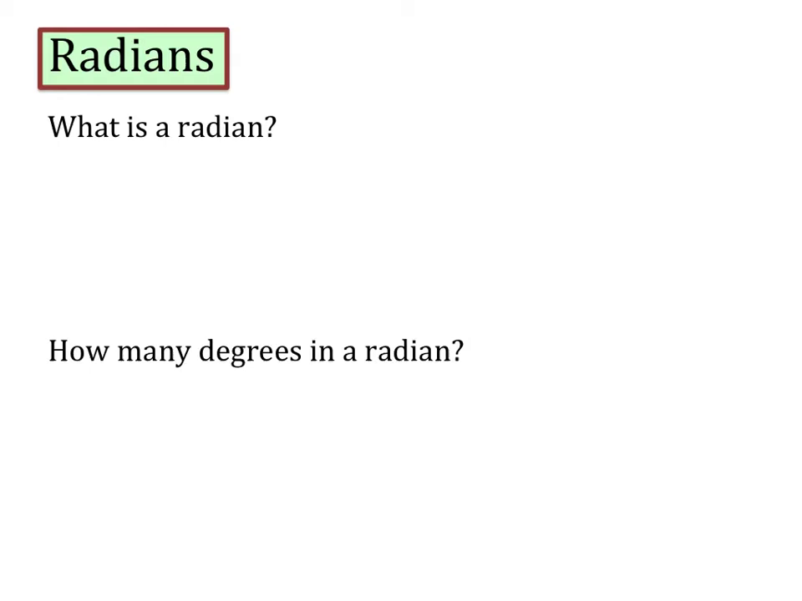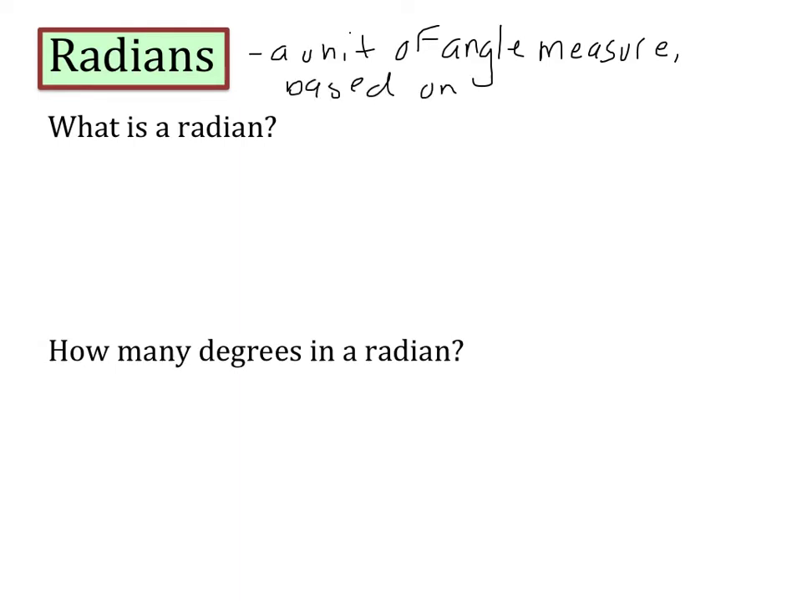Before we discuss the unit circle, we're going to talk about radians. Now, radians are a unit of angle measure based on arc length. We're used to basing angles around degrees, but today we're going to learn how to measure them with radians. So a radian is a unit of angle measure, it's based on arc length.